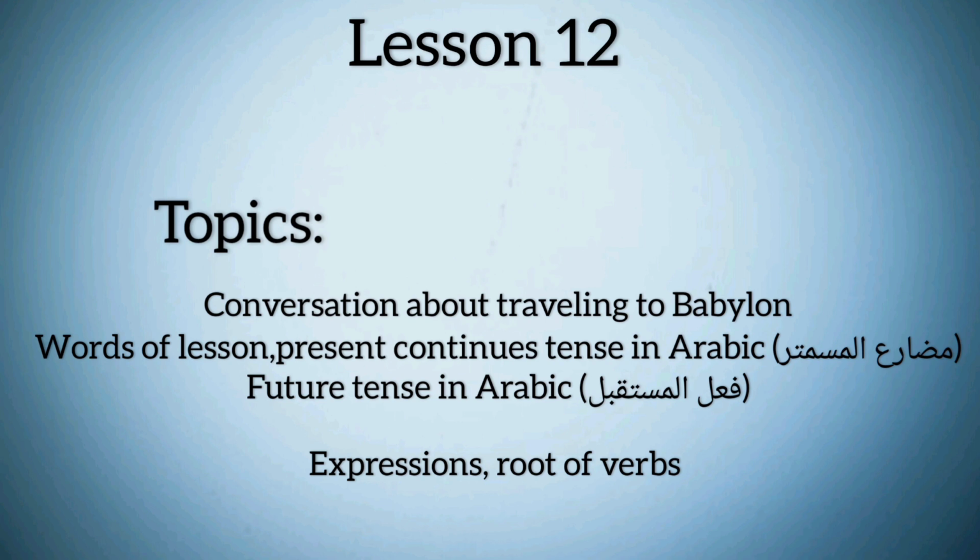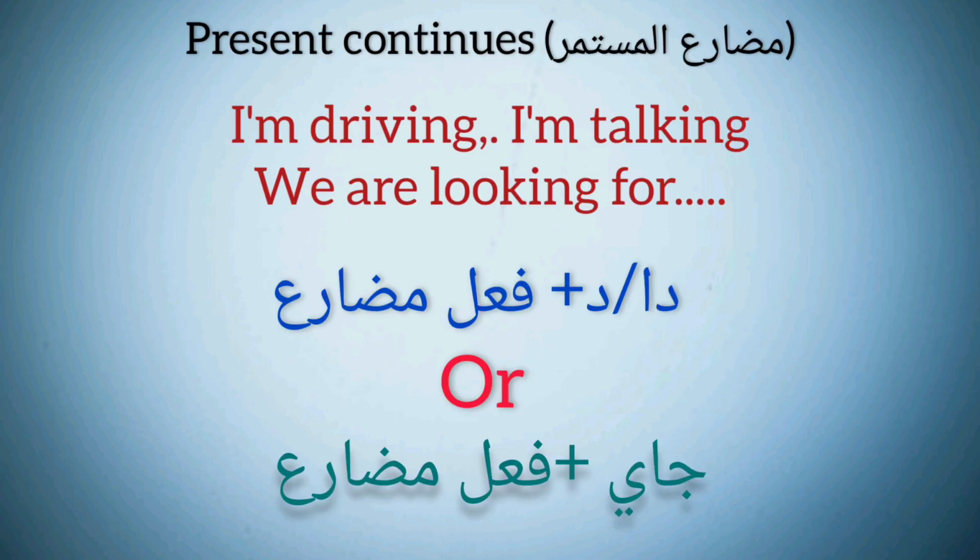Without any further ado, let's cut to the chase. In the beginning of this lesson, we have present continuous tense in Arabic, مضارع المستمر. In English, we also have this tense. For example, we say we are doing something right now in the present tense. For example, I'm driving right now, or I'm talking right now, okay?